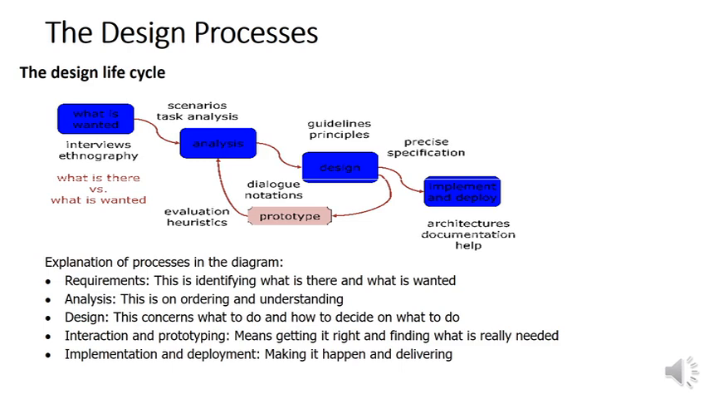Implementation, debugging, and testing take place in all those areas. Architecture documentation helps. Then you must document all the systems so that all the other designers that come after you will be able to take and improve on what has been designed. Explanation of process in the diagram. Requirements: this is identifying what is there and what is wanted. Then analysis: this is ordering and understanding. Then design. So these are what I've been able to explain. Structure and prototyping, and implementation and deployment.